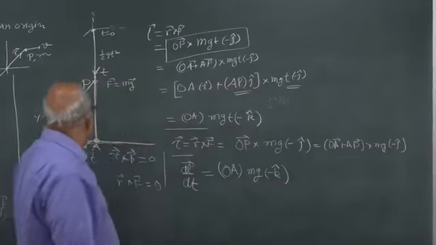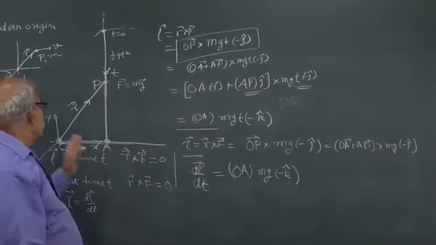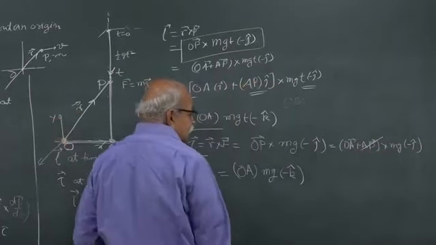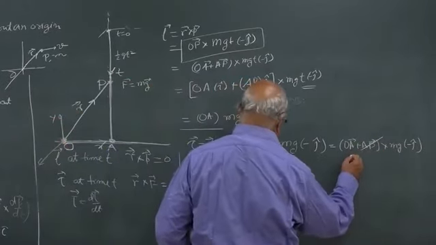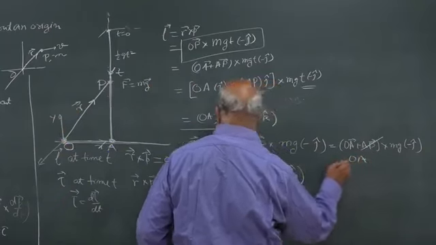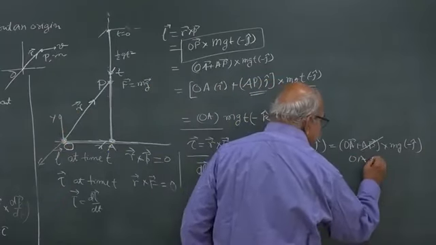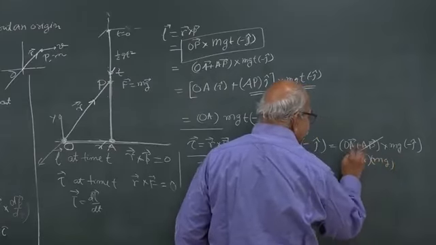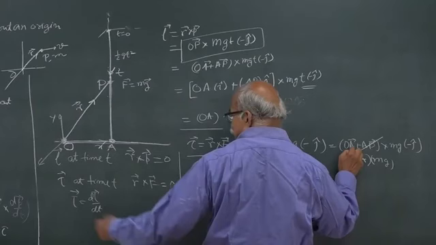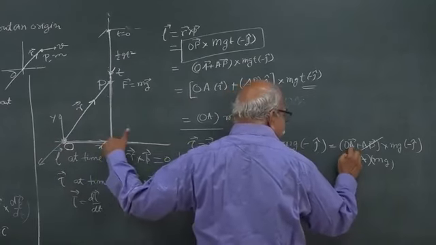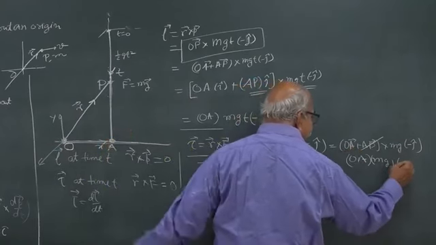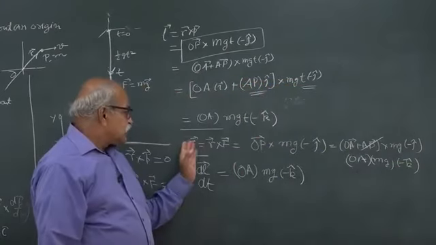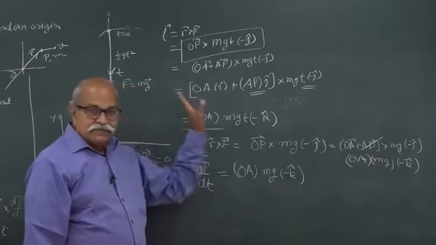And once again AP is parallel to this y axis. So, this part will go away and what you will have is this OA and then mg here, m into g here, OA here, and this OA is in x direction. So, x i cap and j cap is k cap. So, minus k cap, simple. Same as this, torque is same as this dL/dt.